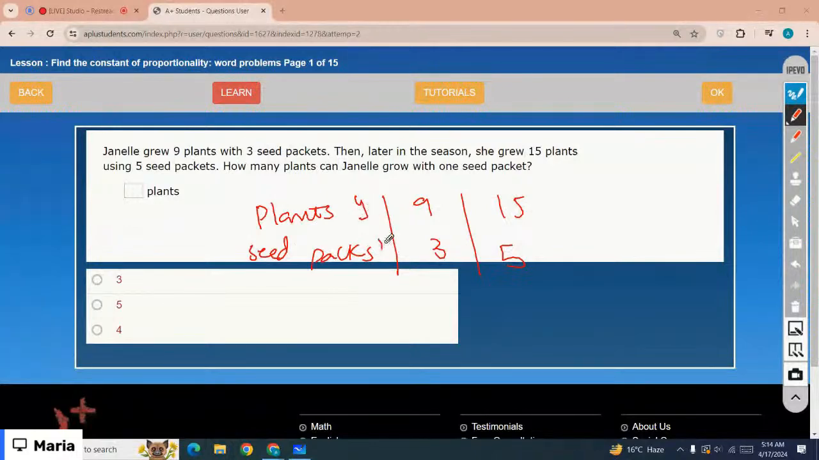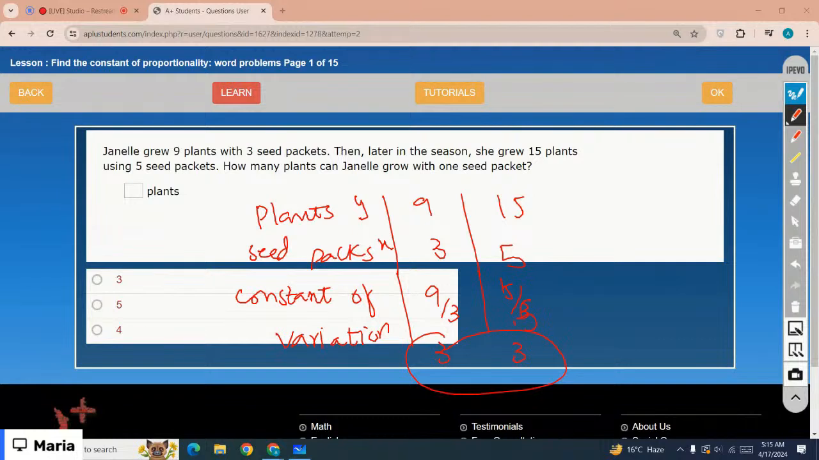That is y and that is x. You have to calculate the constant of variation. You have to do y over x, right? You have to do 9 over 3 and 15 over 5. So 3 times 3 is 9 and 5 times 3 is 15, right? So that means the constant of variation is 3. The correct option is 3. Option number 1 is the correct option.